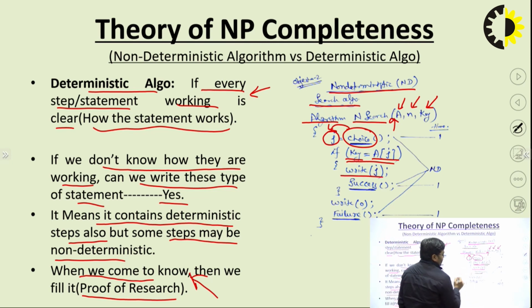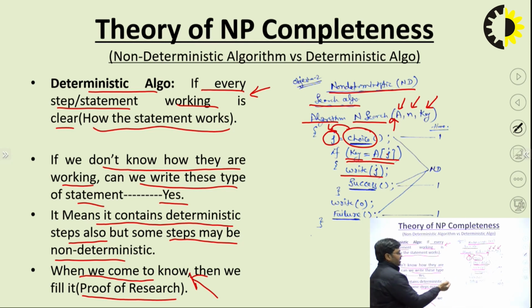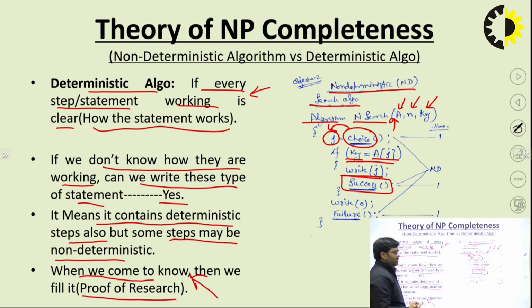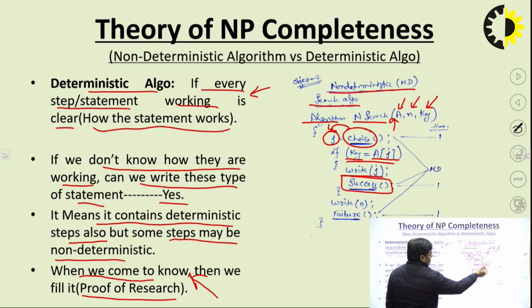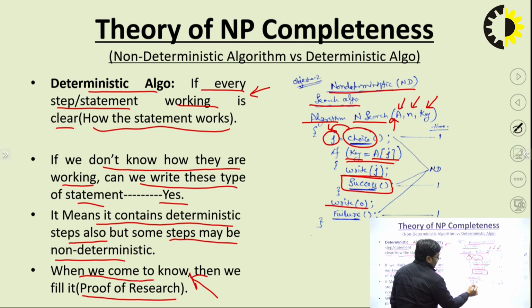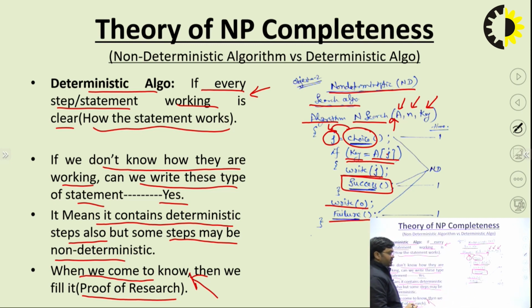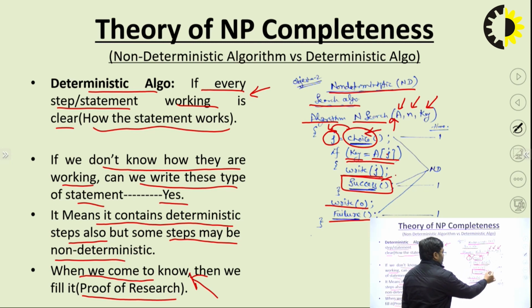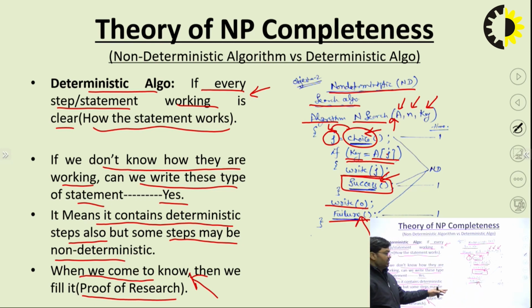If these are equal and the condition is satisfied, then we write j and we say the algorithm is a success. And if the algorithm is unable to find key equal to A of j, then we write 0 and we write failure. So here we used 3 non-deterministic steps: first is choice, second is success, and third is failure.